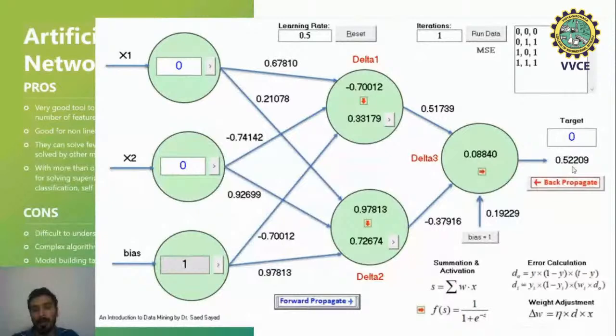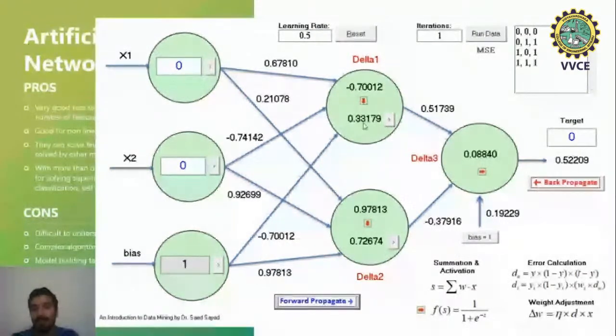In this case, the summation value will be 0 into this, plus 0 into this, plus 1 into this, which is your output of the summation function here. When you feed this value to this function, 1 divided by 1 plus e power minus of this, you get an output of 0.33. Similarly here, since the last weight is 0.97813, only that you'll get, because the input is 0 0, and if you feed that to this function, your output will be 0.72674.